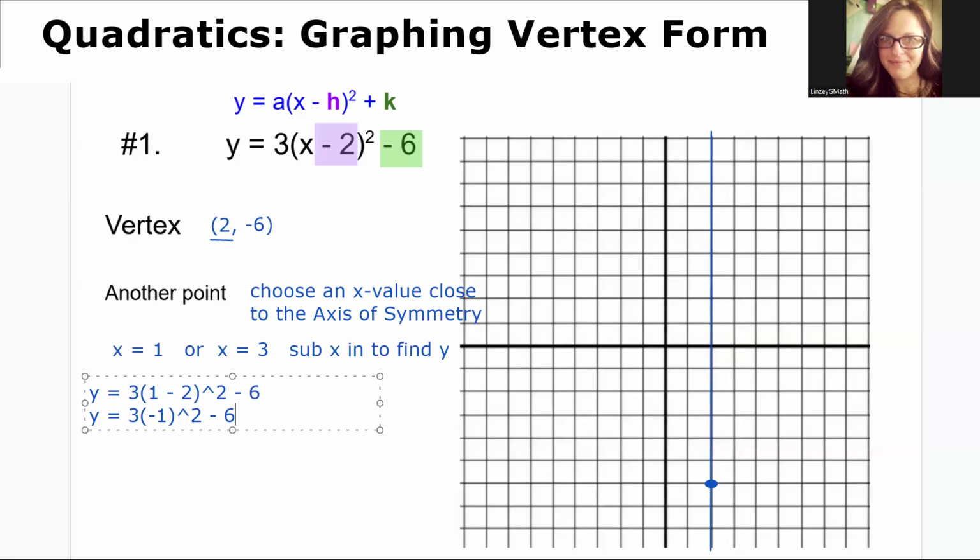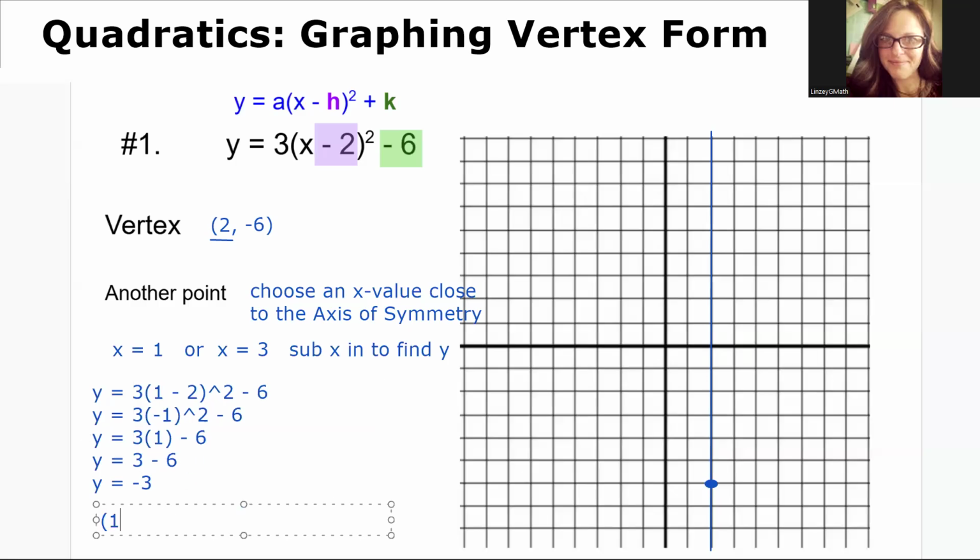Parentheses are first, exponents are next. -1 squared, -1 times -1, negative times a negative is a +1. And 3 minus 6, you can always use a calculator. 3 minus 6 is -3. So I substituted 1 in for x and got -3 for y. Here is another point on our graph. 1, -3.